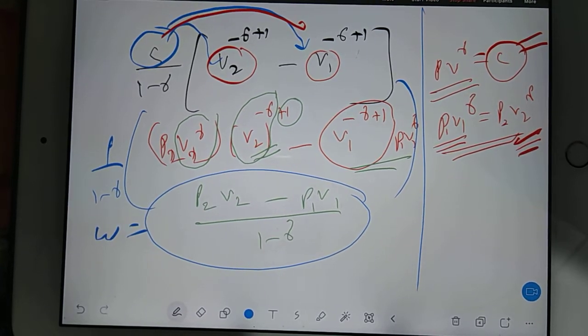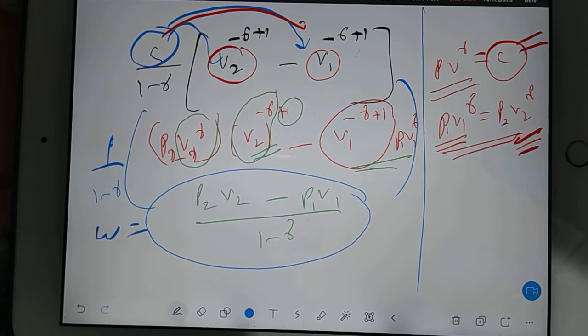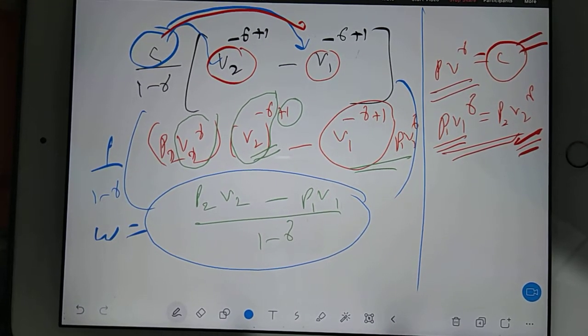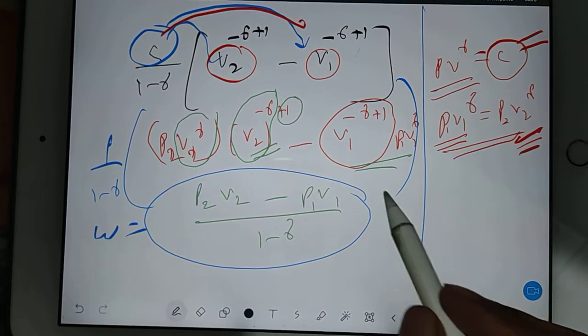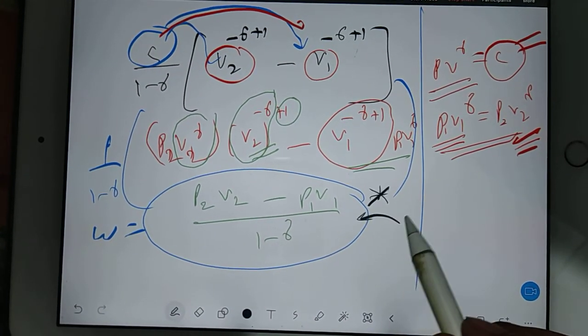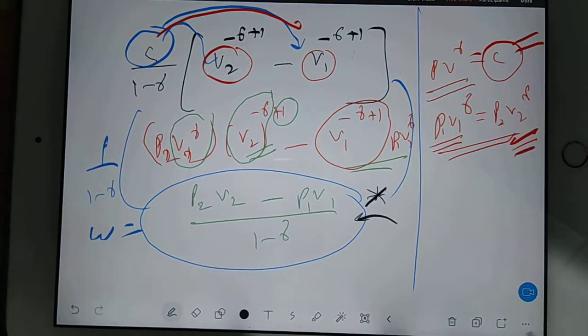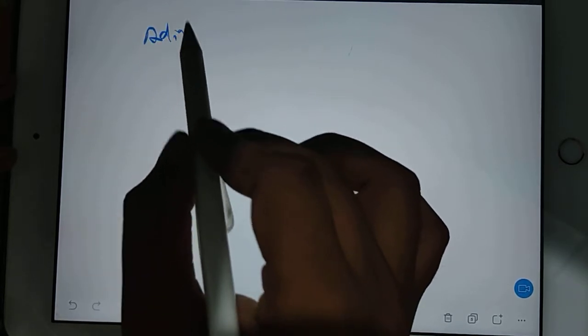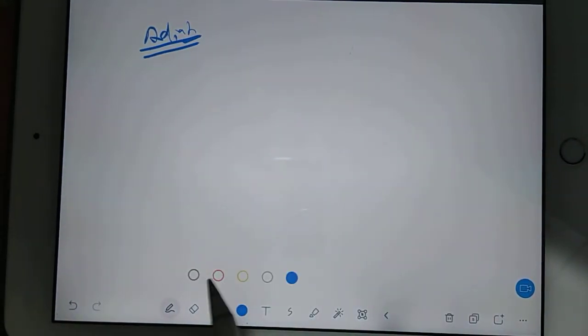So in case of work done, you have P2 V2 minus P1 V1 by 1 minus gamma, and heat transfer is 0 because it is an adiabatic process. And what about the other relations? Actually this process is very important. I will change the page. See, your adiabatic process, how you should understand.